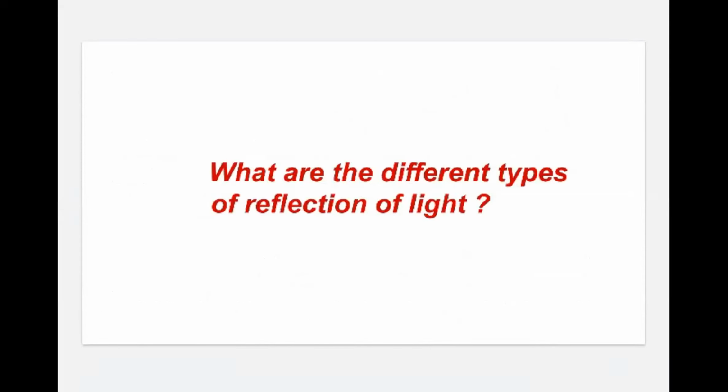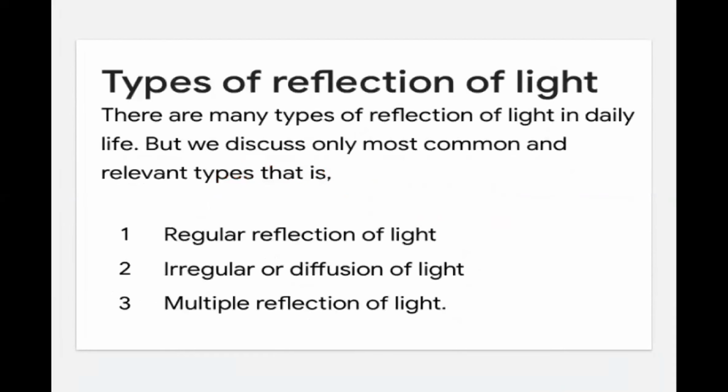Now we will see what the different types of reflection of light are. There are basically three types of reflection that we see in our day-to-day life. The first one is regular reflection of light. The second one is irregular or diffused reflection of light. And the third one is multiple reflection of light.